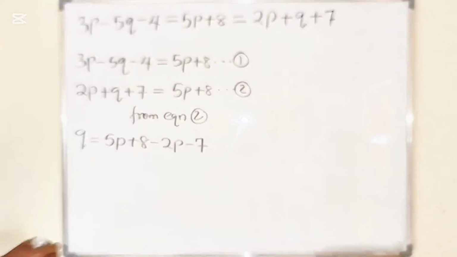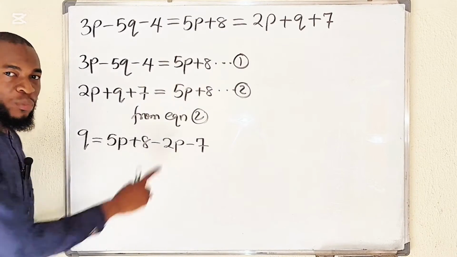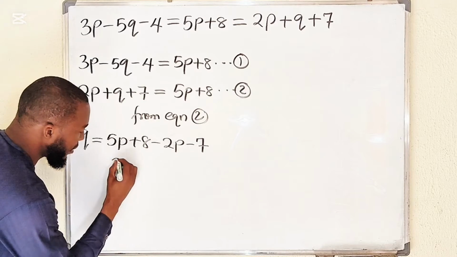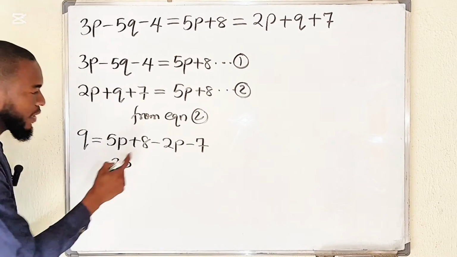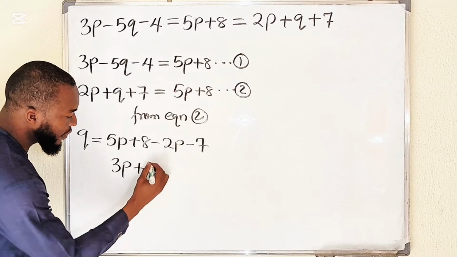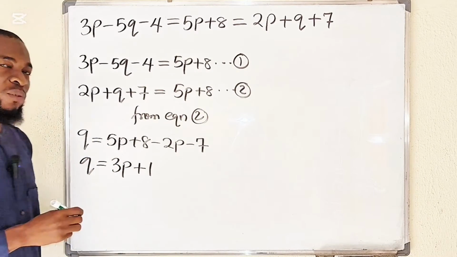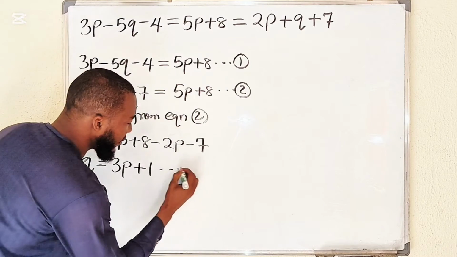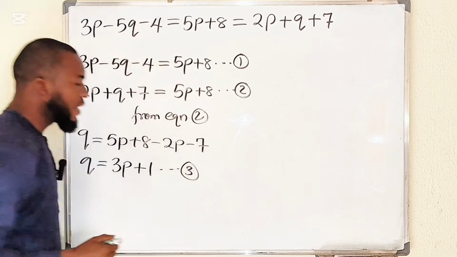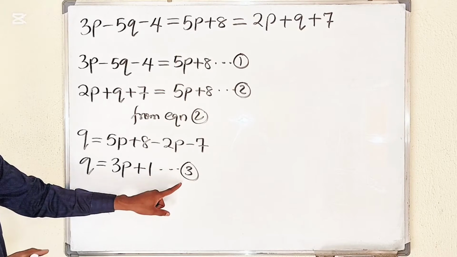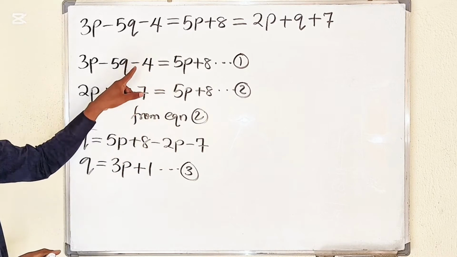So let's simplify. 5p minus 2p will give us 3p. Then 8 minus 7 will give us positive 1. So the value of q is equal to 3p plus 1. Let me call this equation number 3. Now I would like to plug in equation number 3 into equation number 1.